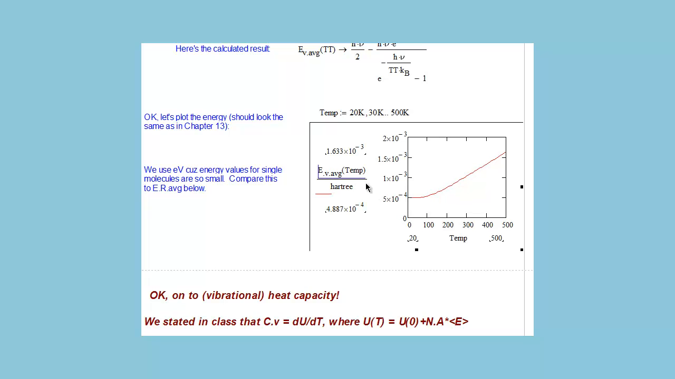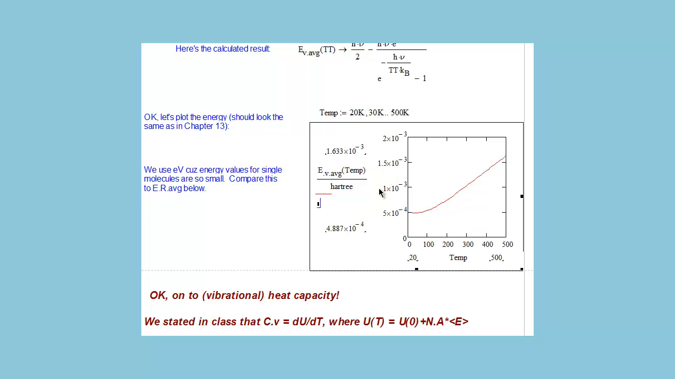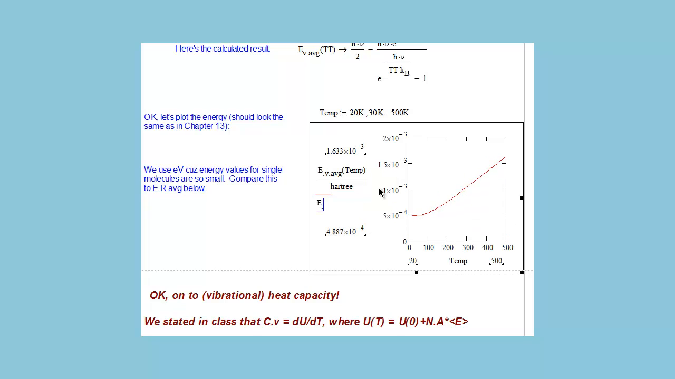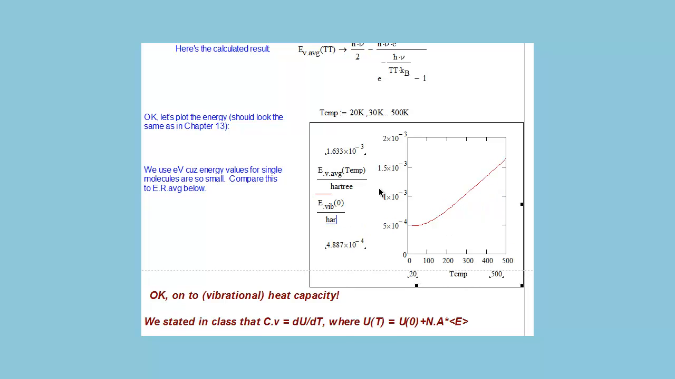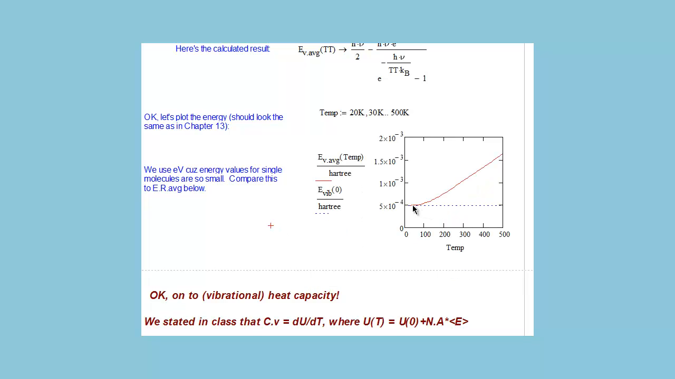In fact, if we were to add in the 0-point energy here, we would see where it lies. So there's the 0-point energy, this blue dotted line. And that's the initial plateau at low temperatures. Again, as the temperature increases, the energy increases, as it should.